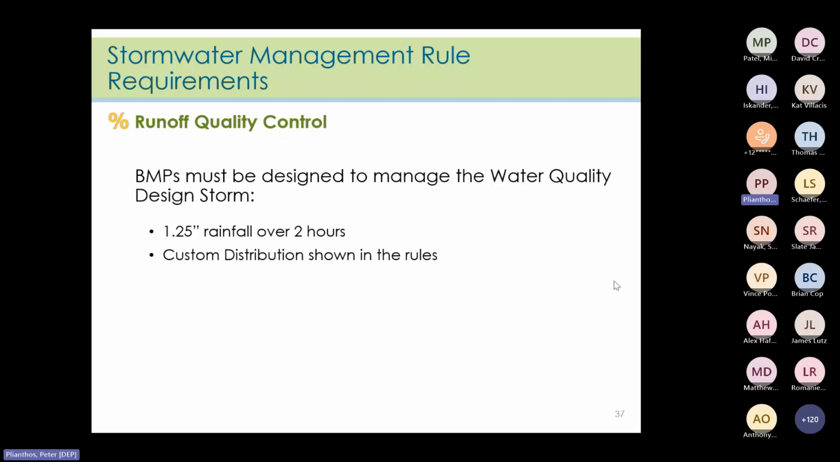In order to meet the 80% TSS removal requirement, stormwater runoff for the water quality design storm must be treated through the use of BMPs. The water quality design storm is a storm event with a custom rainfall intensity distribution that results in a total rainfall depth of 1.25 inches in 2 hours. The custom distribution can be found in the Stormwater Management Rule 7:8.